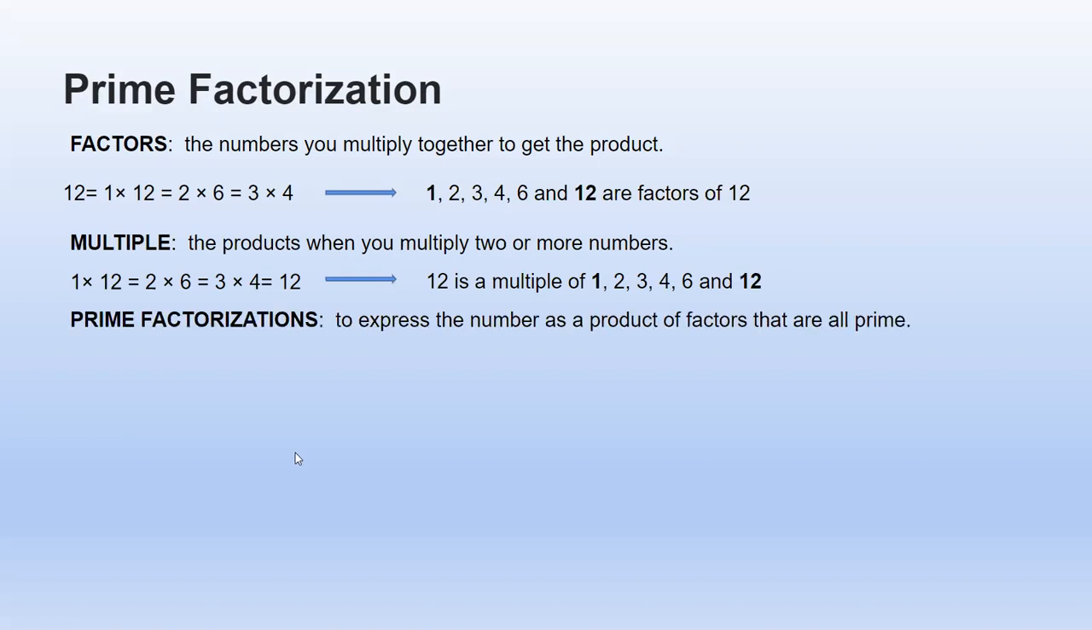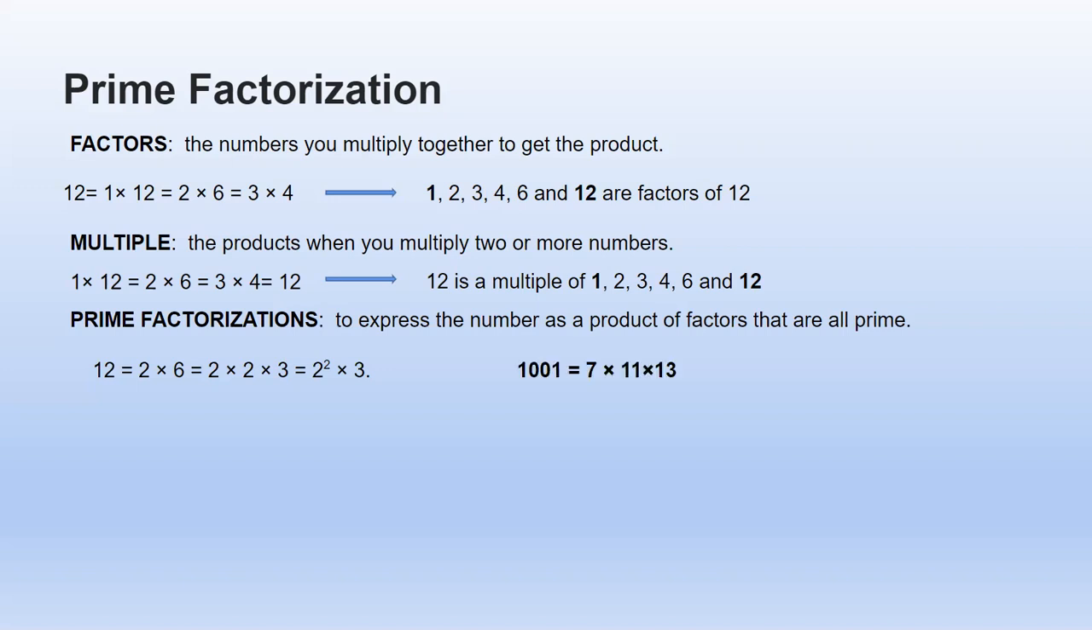To prime factorize a number, you express the number as a product of factors that are all prime. If you look at 12, 12 is 2 times 6. But 6 is not prime, so you can factor 6 again into 2 times 3, which means that 12 is equal to 2 times 2 times 3. Then you collapse the two 2's into a power, 2 to the second power, so we get 2 squared times 3.